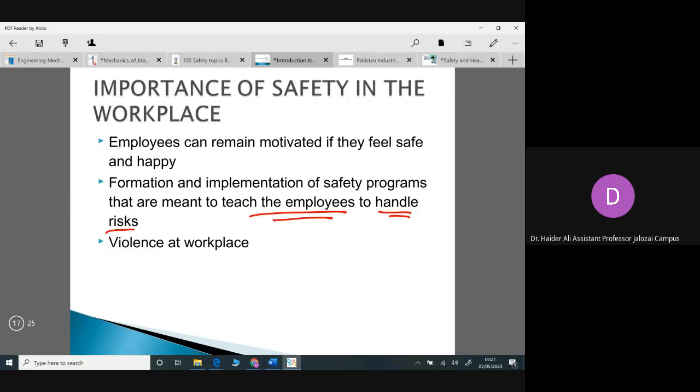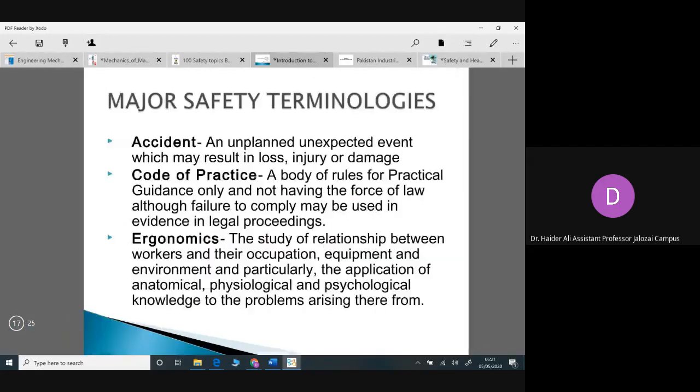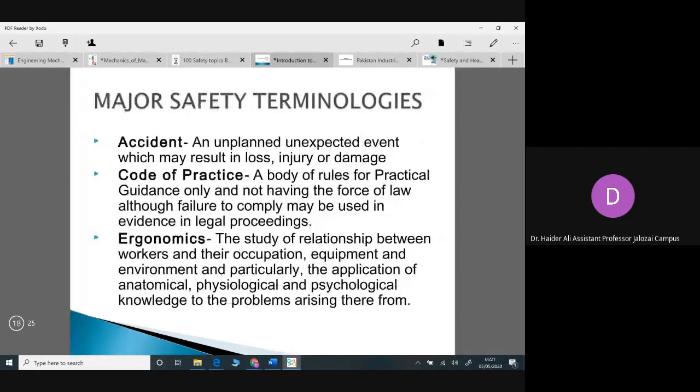Now, violence at workplace cannot be tolerated in any event or in any manner. So therefore, since we are interested in understanding the concept of occupational health and safety, let's start with understanding some of the major safety terminologies.